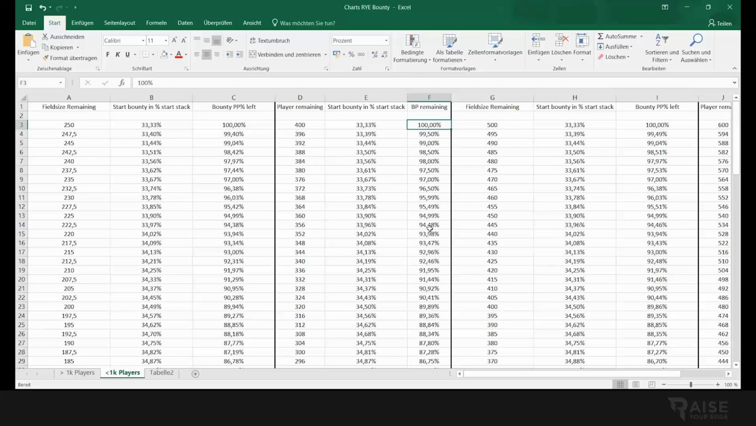Why is the start bounty in percentage of the start stack increasing? Because we are recalculating the bounty prize pool which is remaining into our start stack. So if you remember, we paid a certain amount of money for the tournament, right? And the bounty prize pool was split in two parts, a part which can be won directly and a part which cannot be won directly. And let's say this was the $500 tournament.